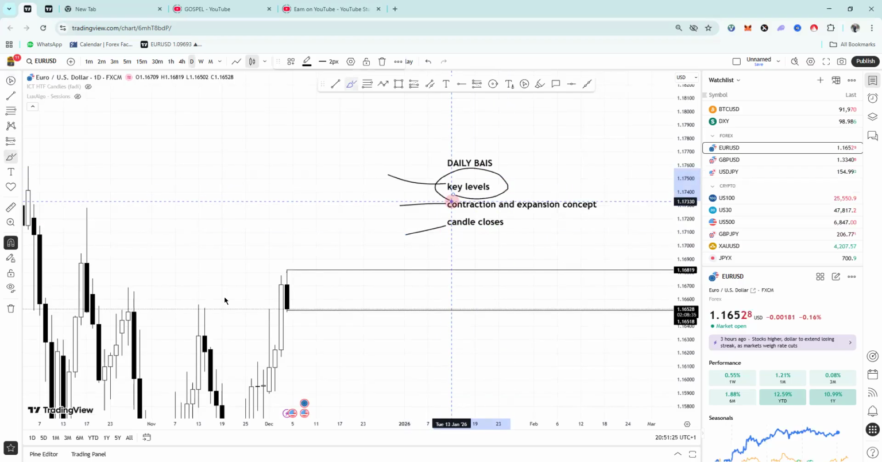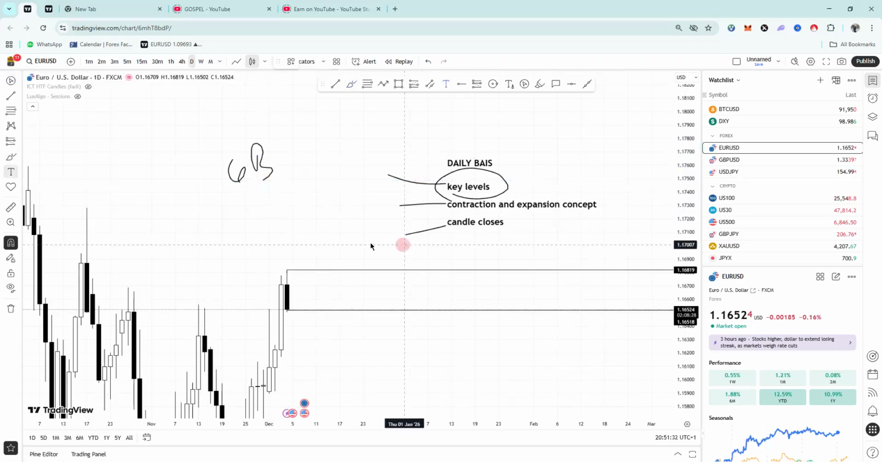When it comes to key levels, we have OBs, order blocks, and then we also have FVGs, breaker blocks, and volume gaps as well. So these are always key levels, and these key levels are mostly on higher time frames. You don't look at this on lower time frames. These mostly are on higher time frames.